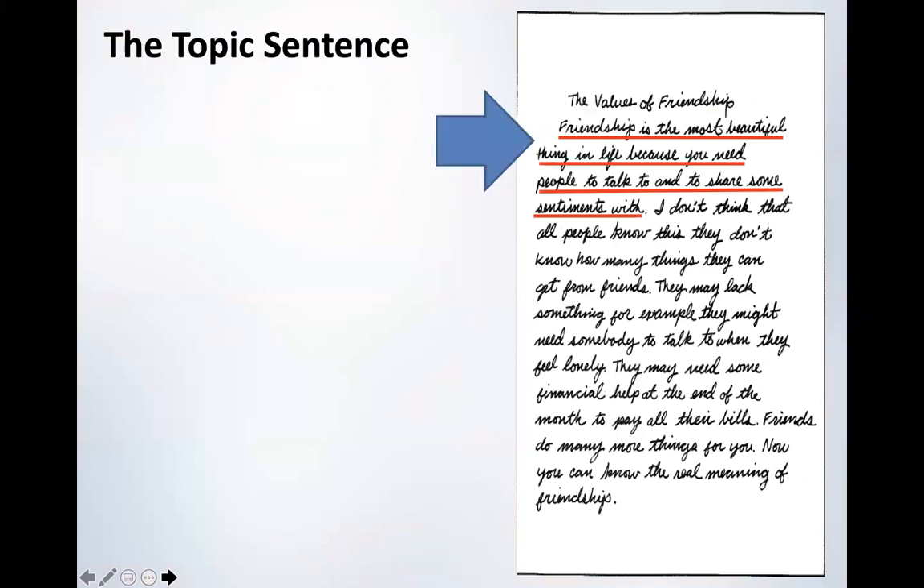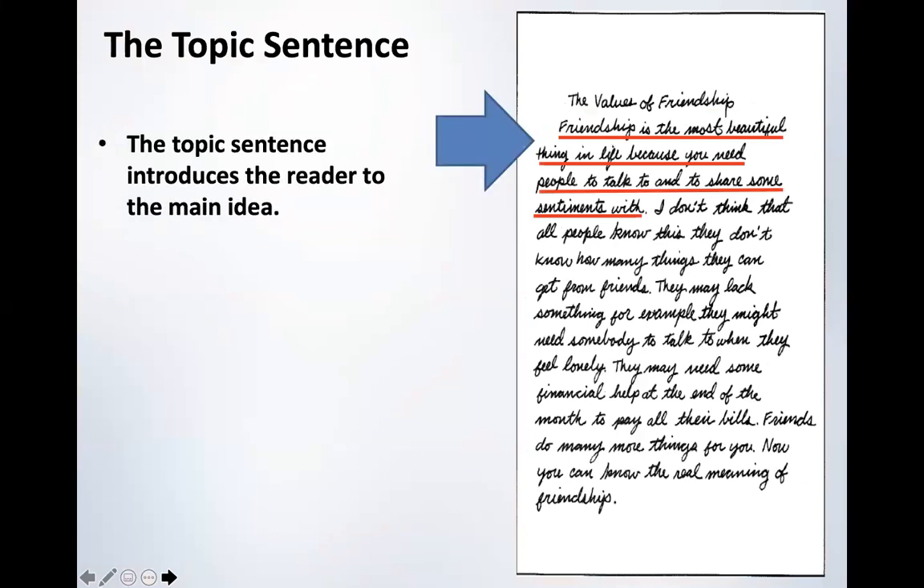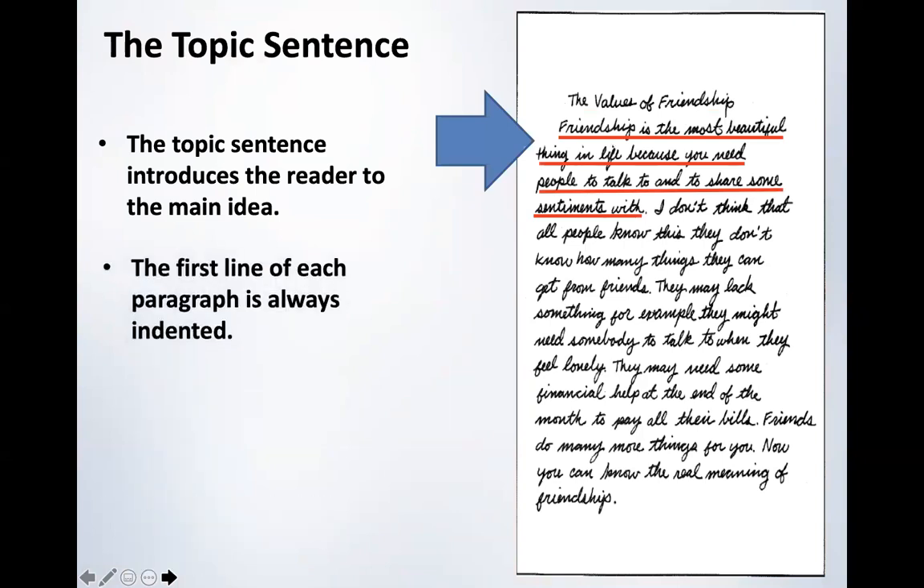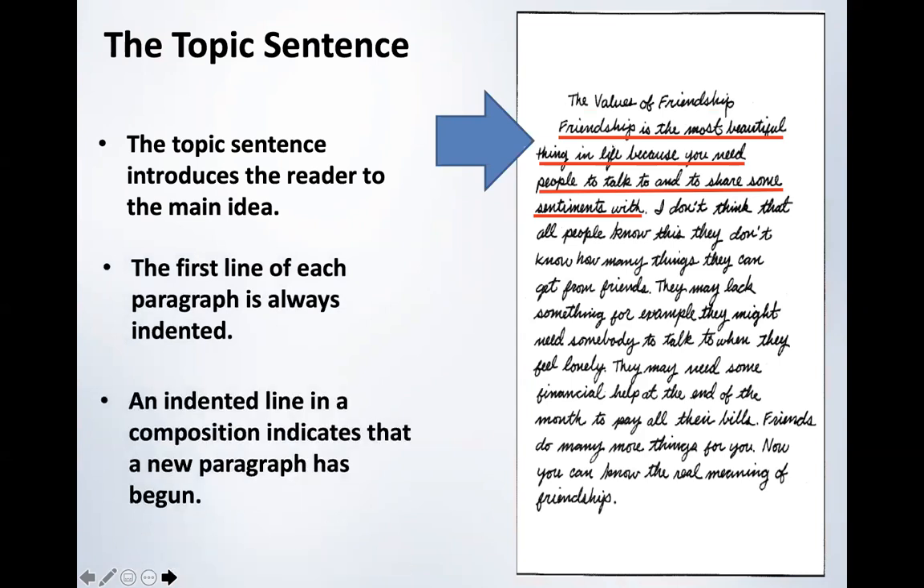The topic sentence should introduce the reader to the main idea, your main idea. It should always be indented when you're typing. And an indented line is just a way of showing that you've begun a new idea. So if we were to add another paragraph to this, it would be indented. It would show, oh, now I'm moving from one paragraph to the next.